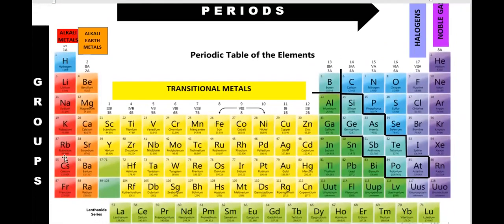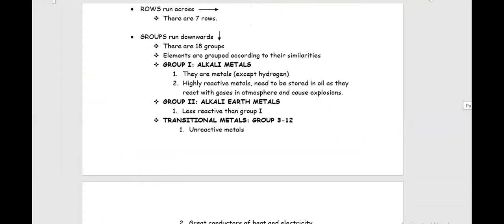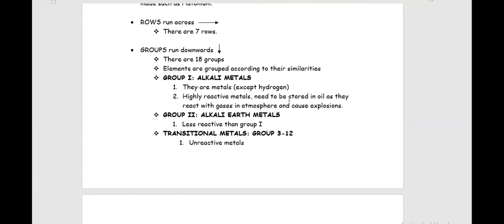If we look at alkali metals over here, they all are in red. These are the most reactive metals on Earth. They are so reactive, if you leave them out in the atmosphere, it can cause explosions and bombs, all right? So what scientists have done is they have contained these elements in specific oils, right? So if they are contained in oil, they're not going to just explode like that, right? Another fact about alkali metals is, they're highly reactive and they need to be stored in oil as they react with gases in the atmosphere and cause explosions.